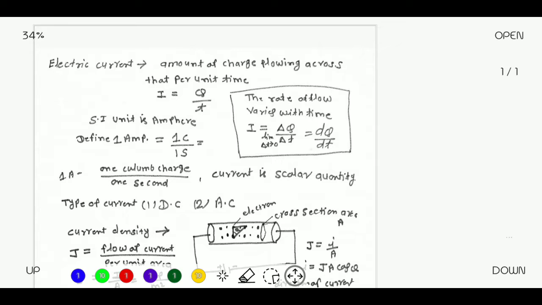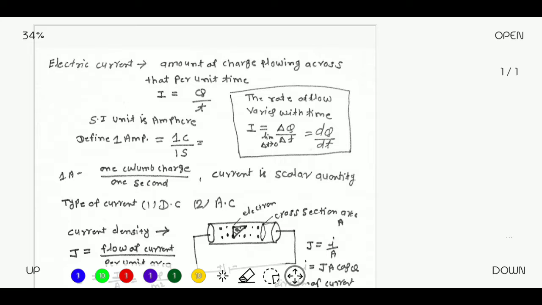Now we will discuss today what is meant by current, electric current, the definition of current, and the different types of currents. This is Class 12th Physics, Chapter number 3, a very important chapter for exam purposes. So we will discuss the current.